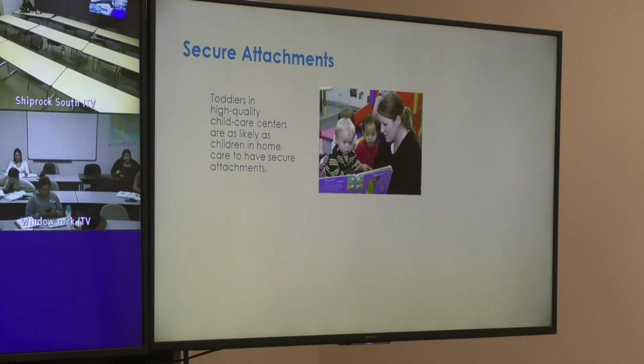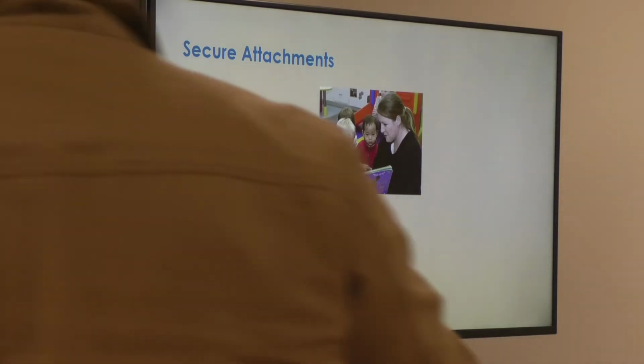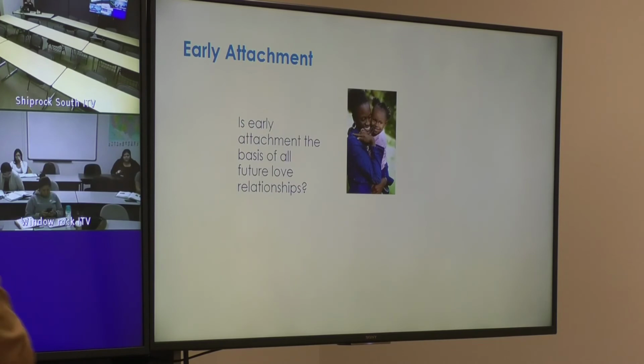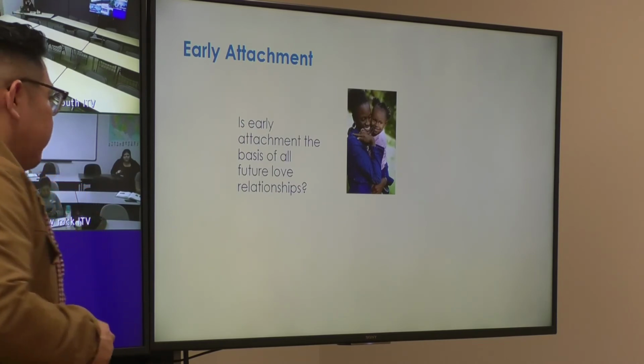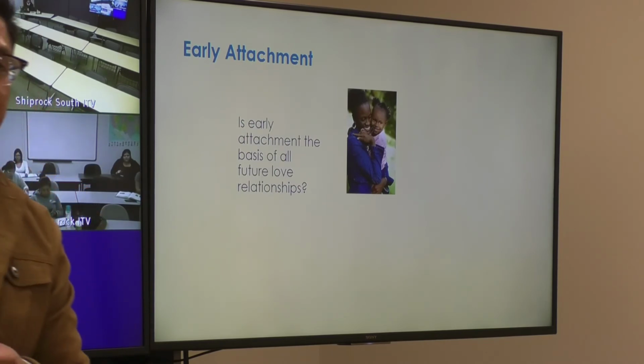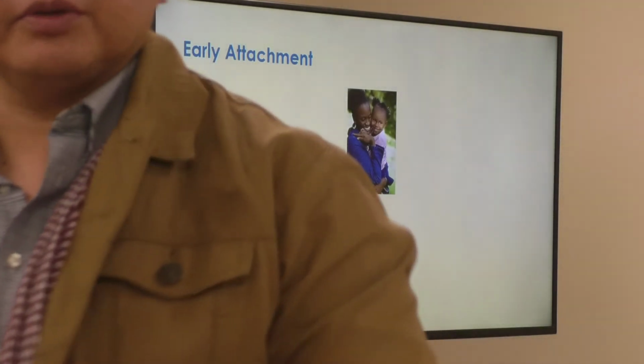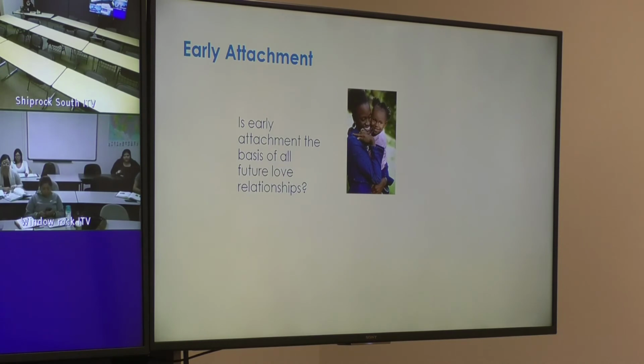So secure attachments, and that's where you're looking at those different aspects, and that's what I'm asking for in your assignments. So you have early attachments. Is early attachment the basis of all future love relationships? What do you think? Yes, I would think so. It's a mixed outlook. Because if you have a stable home, if you had a stable relationship, you're going to choose somebody who is initially stable, hopefully.